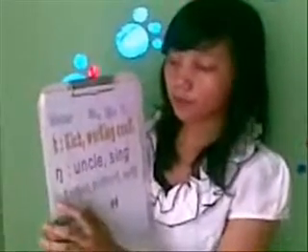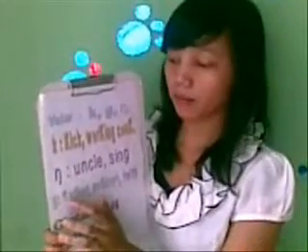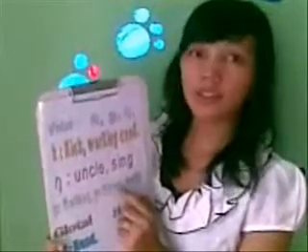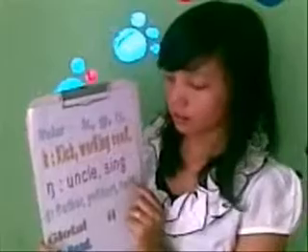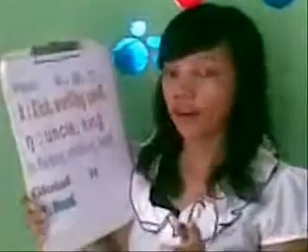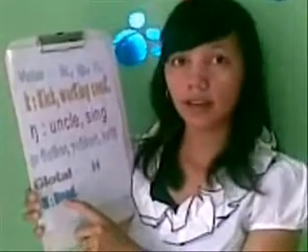For the next sound is g. For example, gutter. And the next is yogurt. And for the final is tweet. The final place of articulation is glottal. Glottal is sounds articulated around the glottis. For example of the word is head.